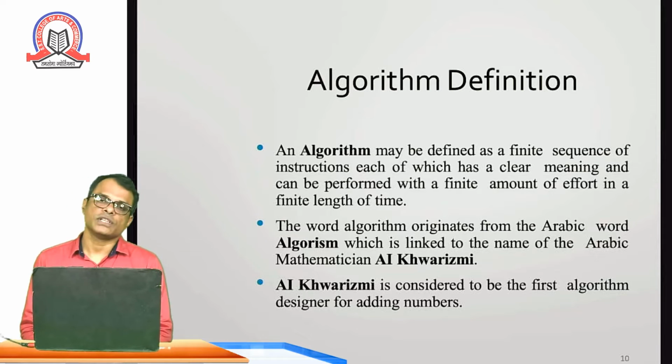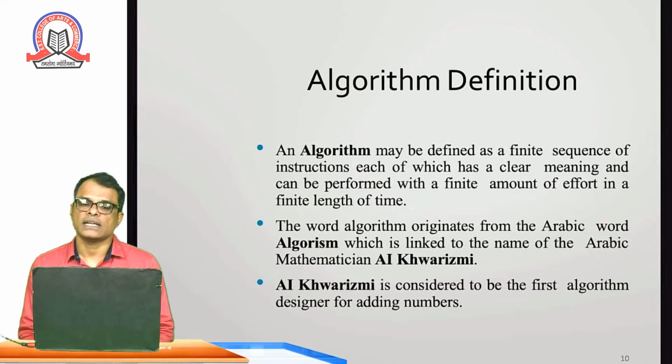Now let's start with the next concept in data structure, that is algorithm. This is very important. First we have to understand what is meant by an algorithm. An algorithm may be defined as a finite sequence of instructions, each of which has a clear meaning and can be performed with a finite amount of effort in a finite length of time. So basically an algorithm is for solving a problem. It gives you the logic to solve that problem.